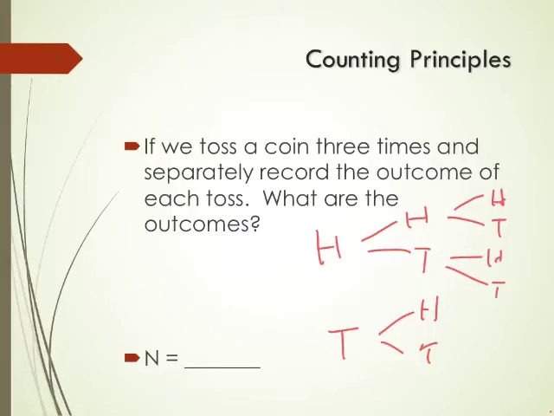So we put all these down. It's a lot of work, isn't it? There we go. And so when we count them, 1, 2, 3, 4, 5, 6, 7, 8, we have 8 possibilities. Every time we toss a coin, we're recording them, and there are 8 possible outcomes.